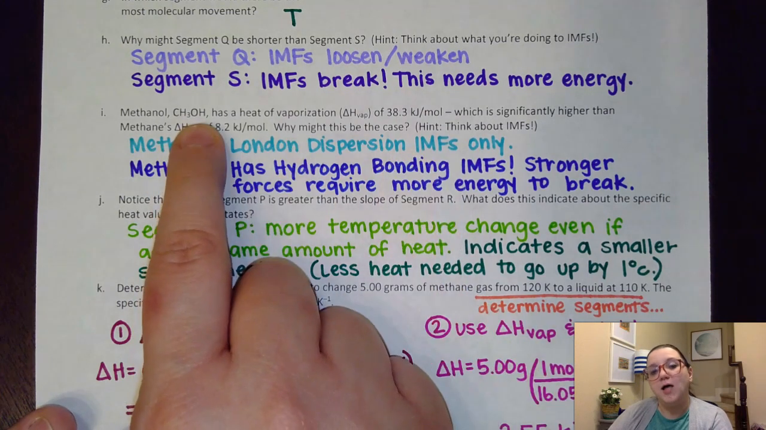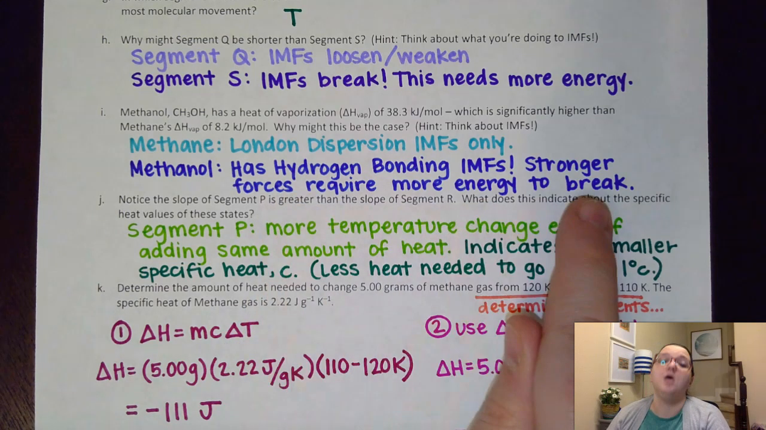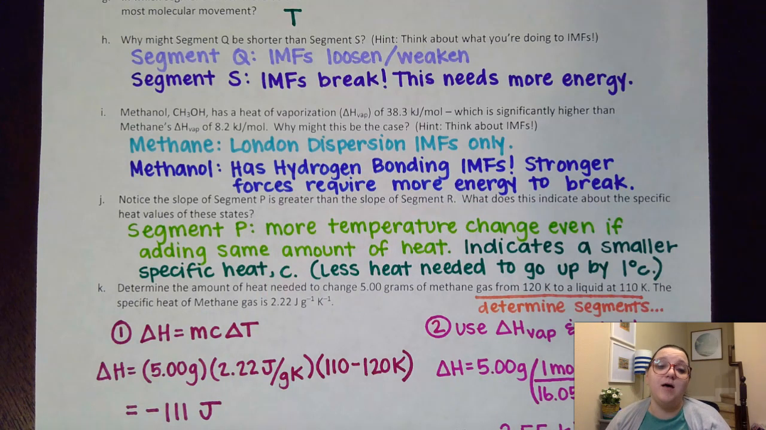But methanol has that OH in it, which means hydrogen bonding IMFs are possible between those molecules. And so those stronger forces would require more energy to break. So your type of IMF can affect whether something has a stronger or weaker attraction and therefore a higher or lower heat of fusion and/or heat of vaporization.